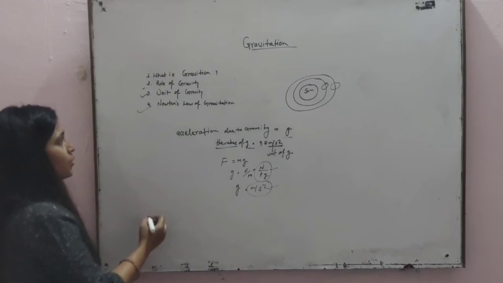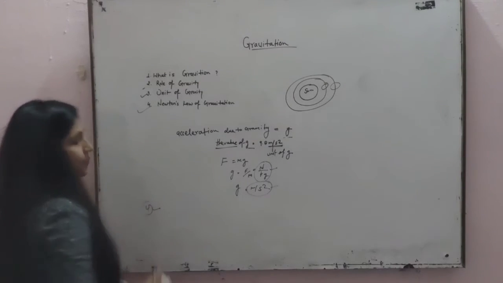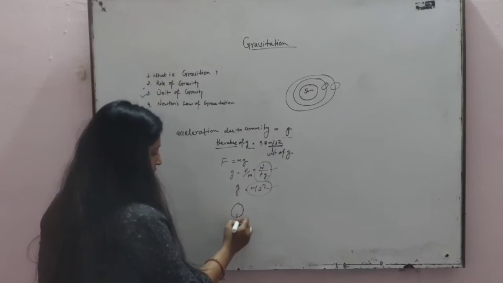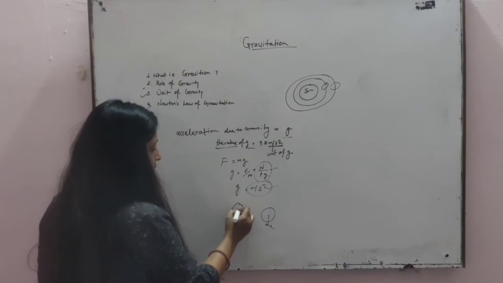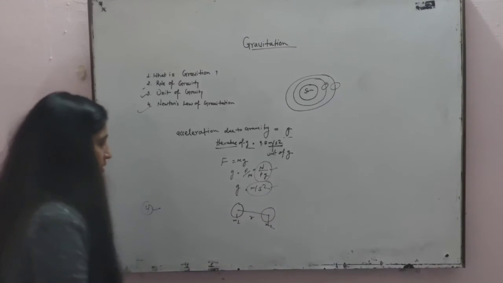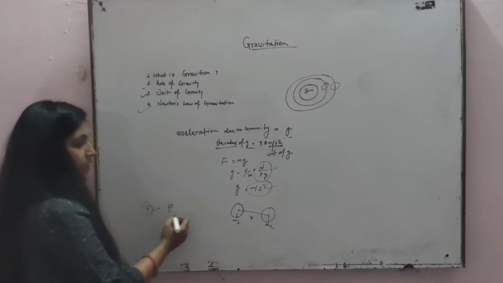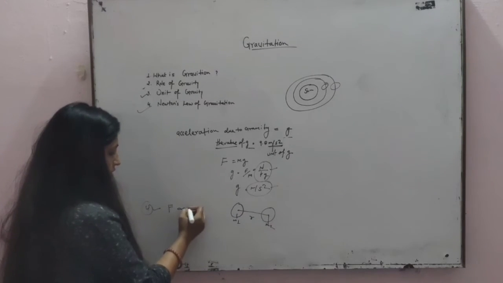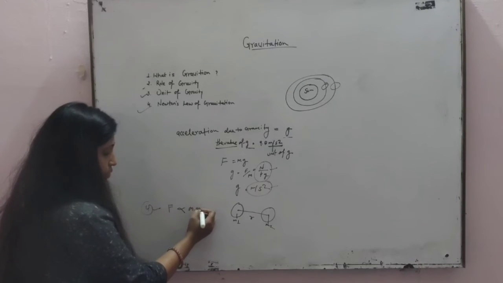Now coming to the next point, Newton's law of gravitation. Let us consider a mass of object m1 and another object of mass m2, and the distance between the centers of these masses is r. Then, according to Newton's law of gravitation, the force is directly proportional to the product of their masses, m1 and m2.